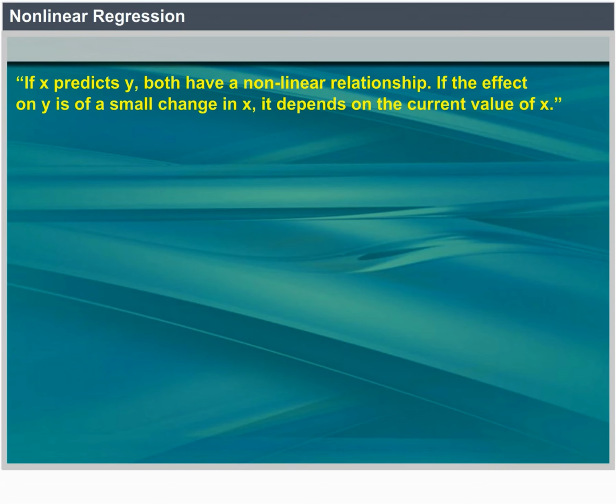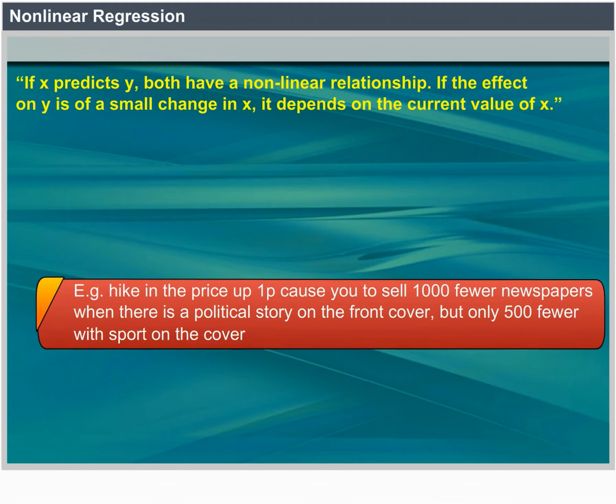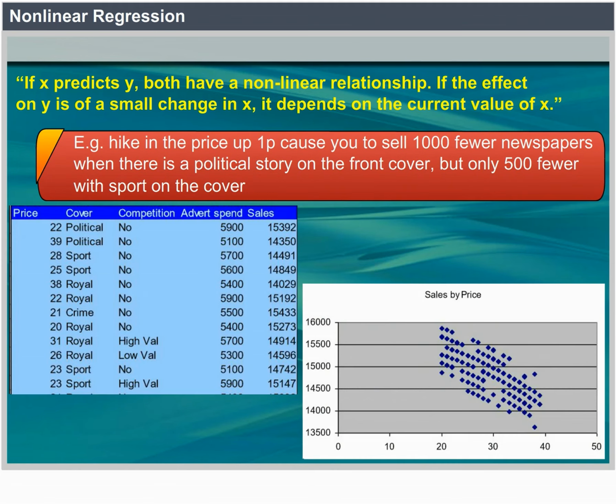Note that if you have more than one predictor, nonlinearity can occur as 2 or more predictors combine. For example, putting the price up by 1p will cause you to sell 1,000 fewer newspapers when there is a political story on the front cover, but only 500 fewer with sports on the cover.